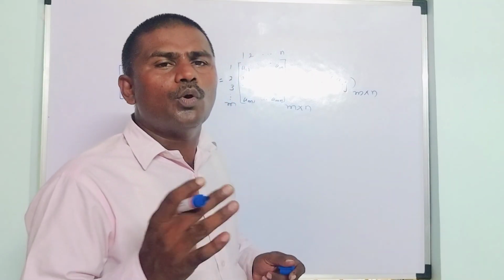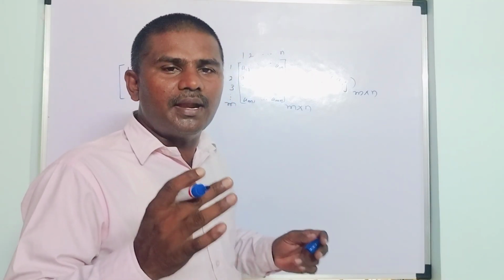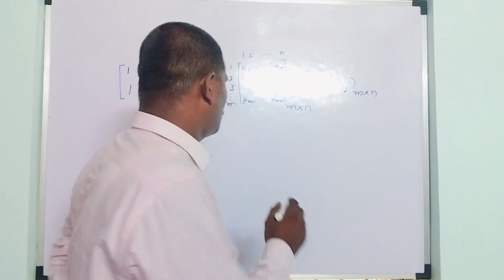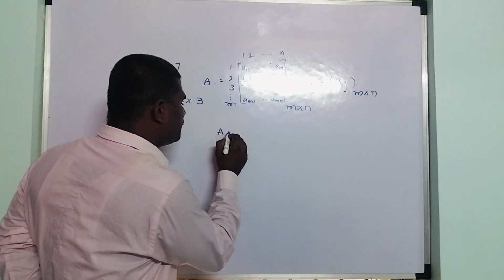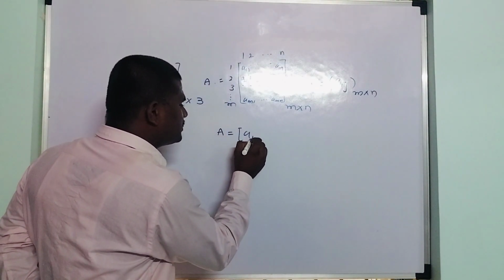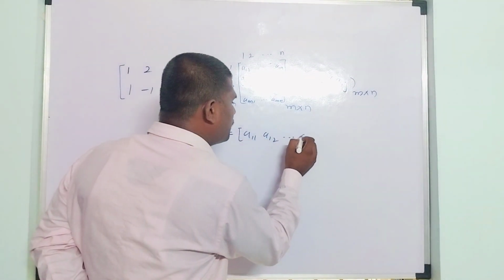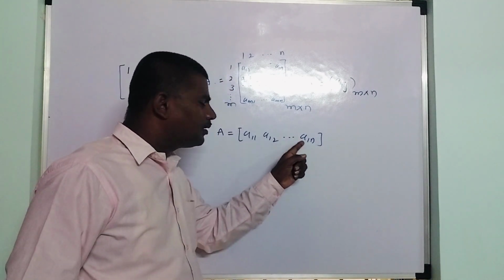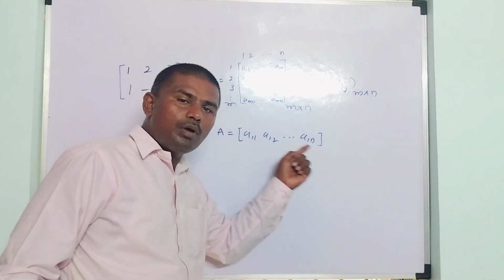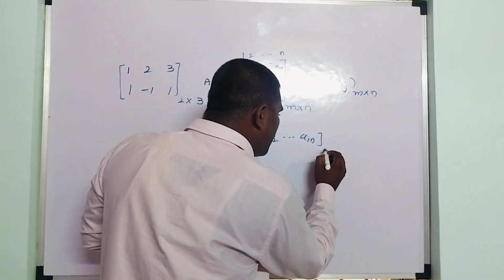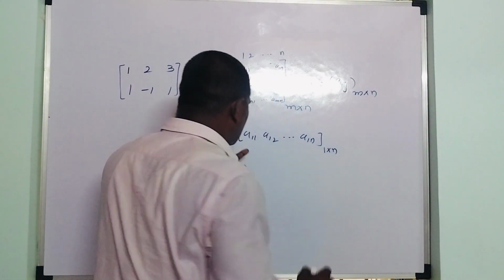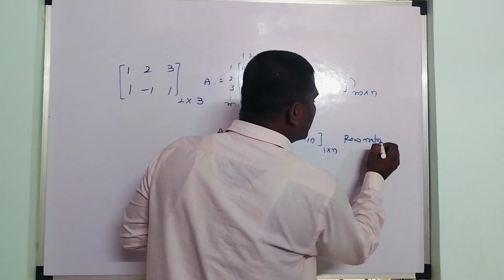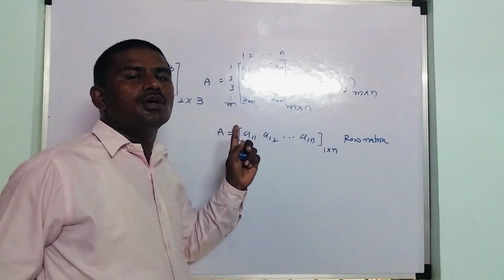Let me start with the row matrix. How can you say that a matrix is a row matrix? Suppose a matrix contains only one row. I am naming this one as A11, A12, up to A1n. How many columns are there? n columns, but you have only one row. That means the order of this matrix is 1 by n. This is known as a row matrix or row vector.